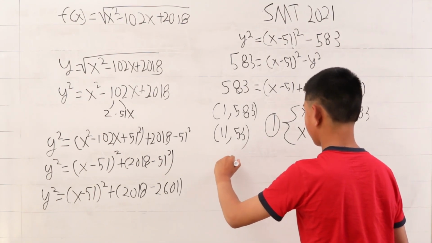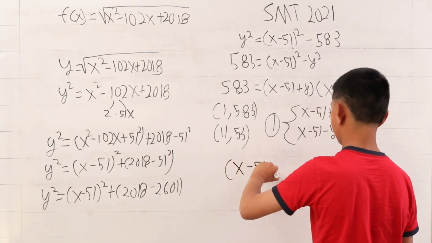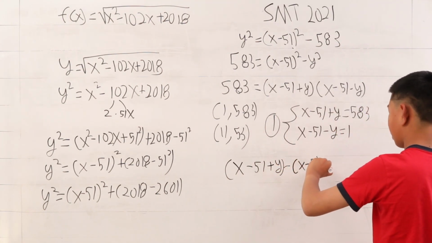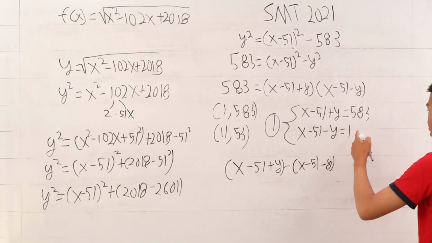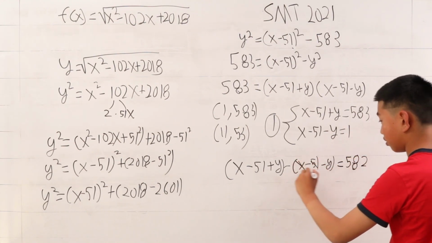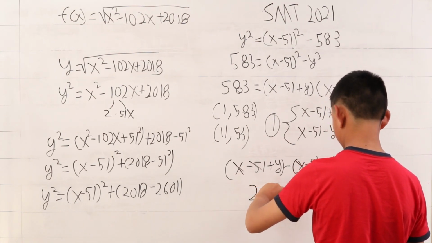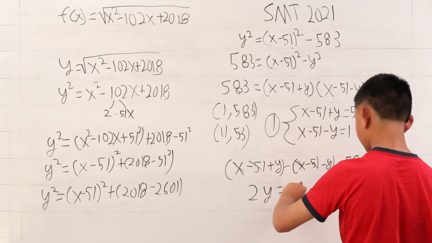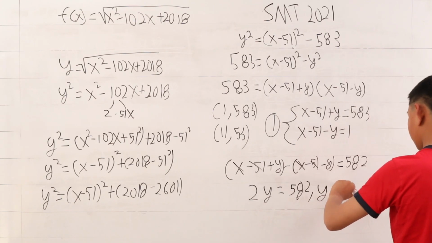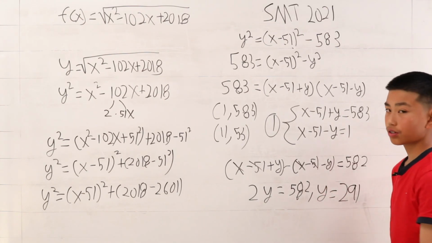Now what we do in this first case, we subtract x minus 51 plus y minus x minus 51 minus y. This is 583 minus 1, or 582. These all cancel out. You're left with 2y is equal to 582, and y is equal to 291. So we have our first value that works.